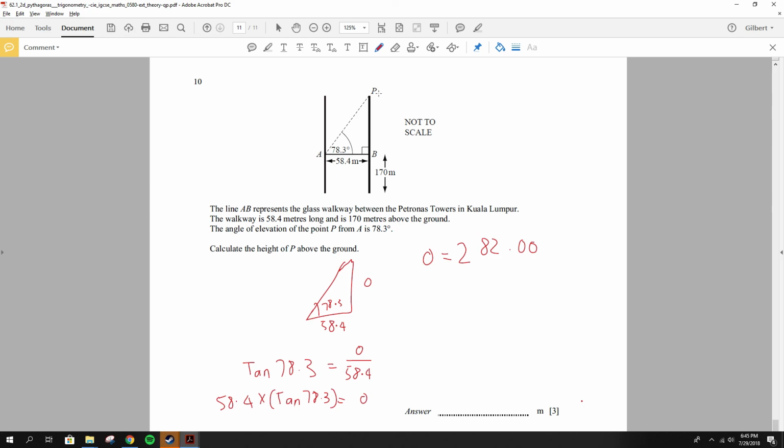Alright, so now this is not going to be your final answer because they say calculate the height of P from above the ground. We already know that this point B itself was 170 meters, and we actually only calculated this length of 282. So your final answer is supposed to be 170 meters plus 282, which equals 452 meters. This is your final answer, 452. Alright, that is all.